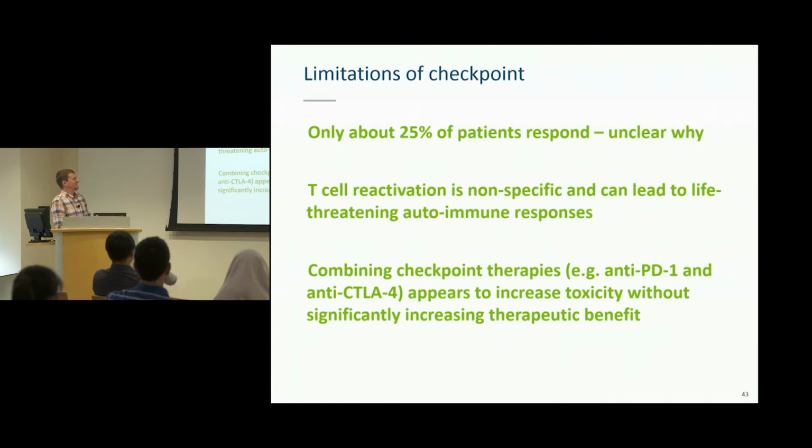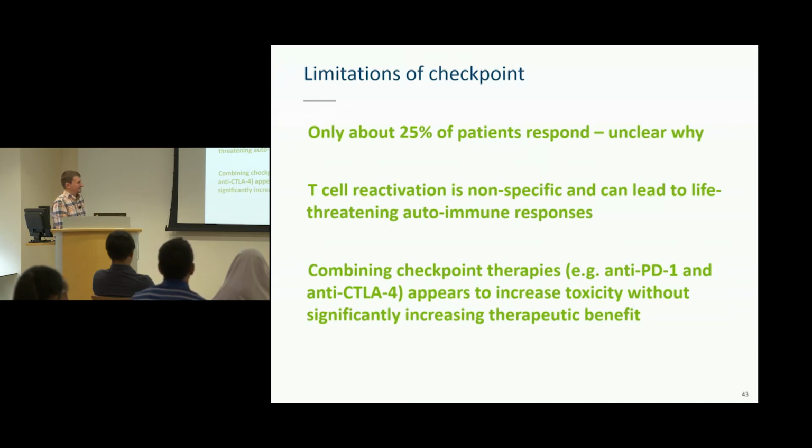The other thing that was pointed out is there's not a high level of specificity here. So you're turning these T cell responses back on, but there could have been a number of T cell responses that were suppressed for good reason. But then you reverse that, so you can get autoimmunity. And some of the most common manifestations of that are gastritis and rashes, which can be potentially life-threatening.